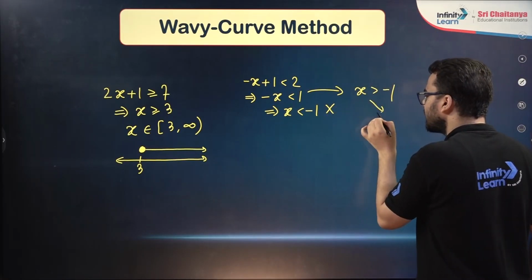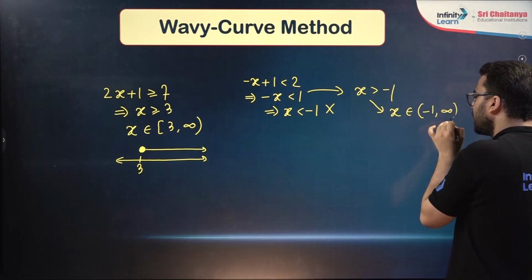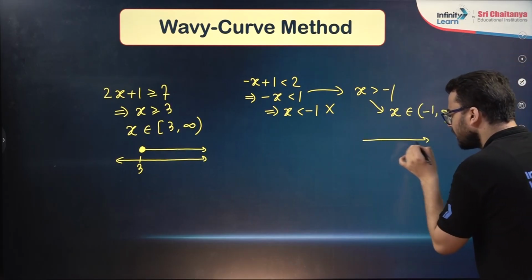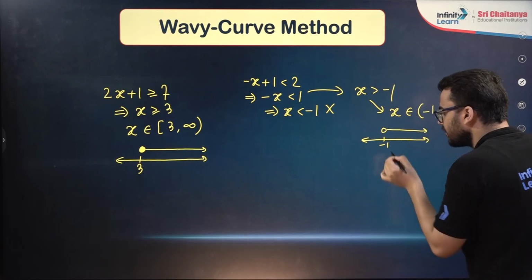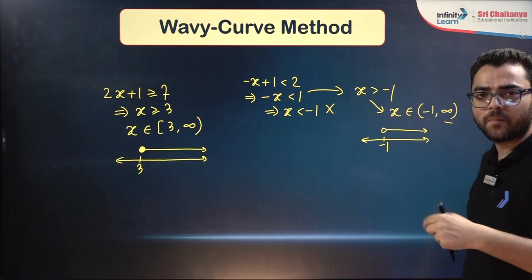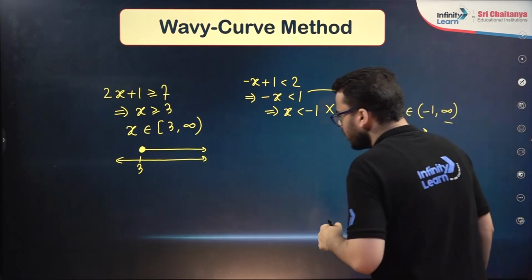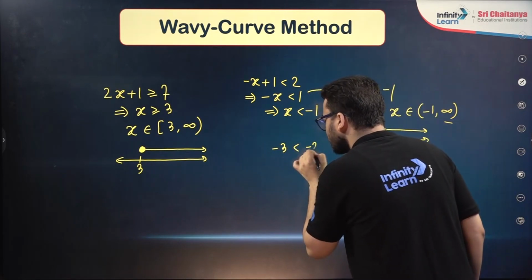So you can say that x belongs to open interval minus 1 to infinity. And if you want to show it on the number line, you start with minus 1 and go on till infinity. So like this, we can represent this situation. Now you might ask why? That's a simple thing. For example, you know that minus 3 is less than minus 2.